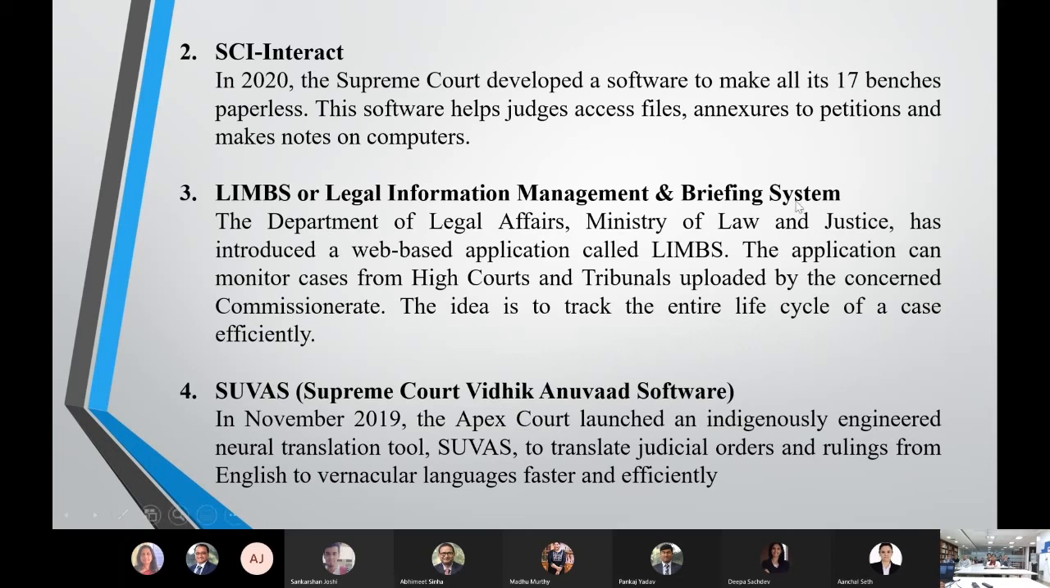The third is LIMS, or Legal Information Management and Briefing System. The Department of Legal Affairs, Ministry of Law and Justice has introduced this. This is a web-based application which can monitor the cases from the High Court and tribunals, and it is uploaded by the concerned commissionerate. Again, the idea is to track the entire life cycle of a particular case efficiently, and to upload it and bring it together on one platform.